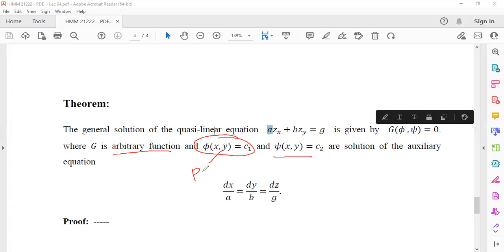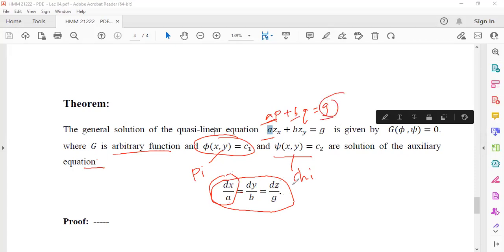We can call this one φ and this one χ, okay? And these will be the solutions of the auxiliary equations: dx over a is equal to dy over b is equal to dz over g. So what are a, b, g here? They are the functions before z_x and z_y, like in a p + b q = g. So the auxiliary equation begins with dx over this coefficient, dy over b, and dz over whatever the function is on this side, okay?